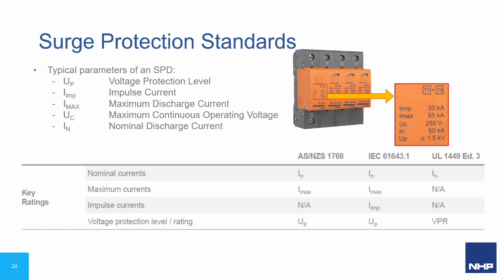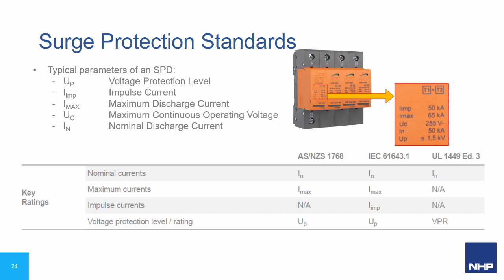The typical parameters of an SPD include UP or VPR, otherwise known as the voltage protection level or voltage protection rating, and it's a parameter that characterises the performance of the SPD in limiting its voltage across its terminals. Then there's the I impulse or impulse current. This is the impulse test current on the 10/350 waveform, which describes a measure of the ability of the surge diverter to conduct an extreme magnitude of current.